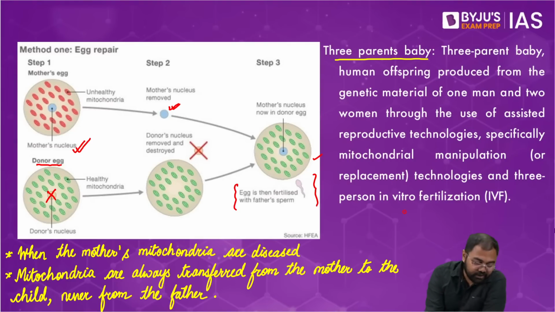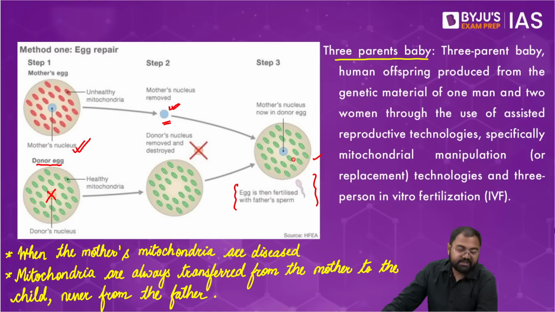So what are we doing? First, we take out the nucleus from the unhealthy mother cell or the mother cell with unhealthy mitochondria. So first the nucleus will be removed, then we take the donor cell, and from the donor cell we'll take away the nucleus, and the original mother's nucleus will be placed inside the donor egg cell, and then the fertilization will happen between the donor egg cell with mother's nucleus and the father cell. So that is basically what has been shown in these three steps in this particular scenario.